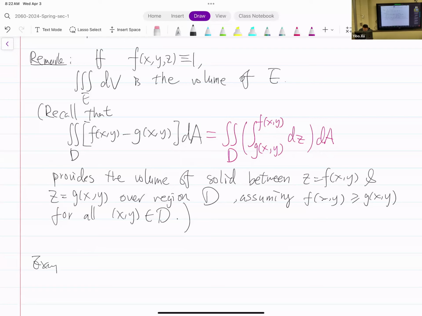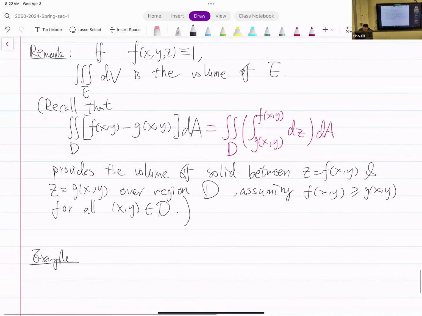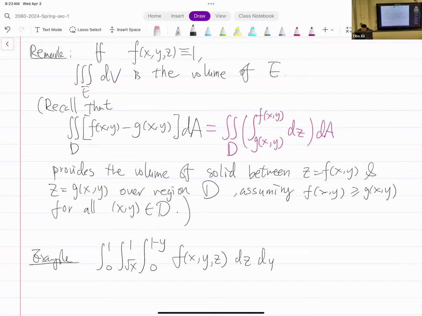Another example. So we look at one more solid. Okay, so we have the triple integral written in the iterated integral form. So from 0 to 1. Let me just write down the bounds. The inner is from square root x to 1, and then the innermost is from 0 to 1 minus y. We integrate f of x, y, z, dz dy dx.